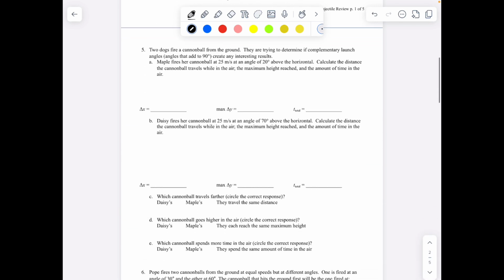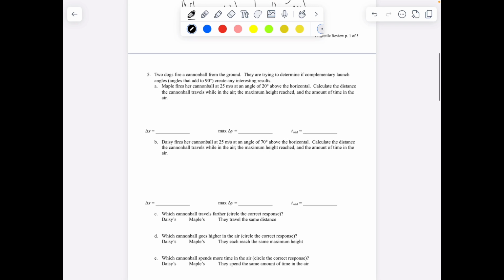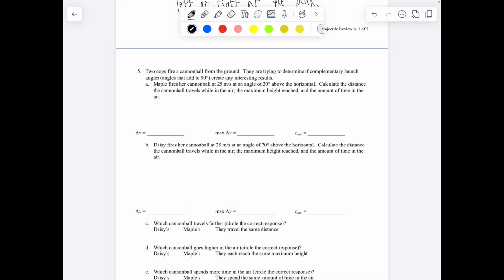Okay, let's move on. Number 5, 2 dogs fire a cannonball from the ground. They're trying to determine if complementary launch angles that add to 90 degrees, create any interesting results. Maple fires her cannonball at 25 meters per second at an angle of 20 degrees above the horizontal. Calculate the distance the cannonball travels while in the air, the maximum height reached, and the amount of time in the air. Okay, so in order to do this, we are definitely going to need some space.